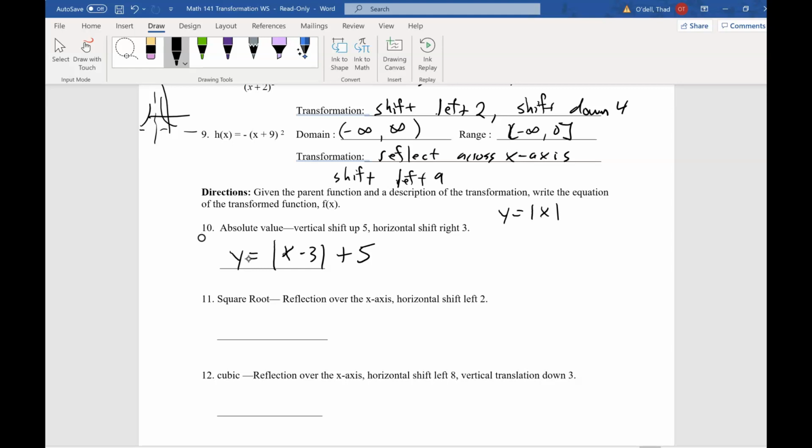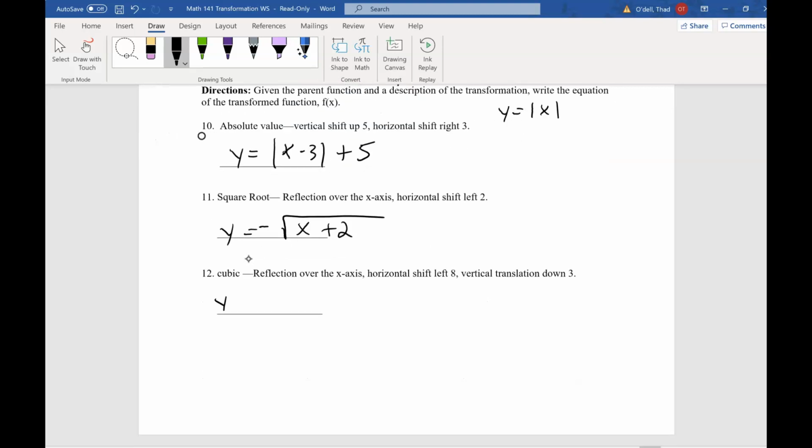Number 11 says the square root function, so we want to go y equals the square root of something. Reflection over the x-axis, so that's a negative on the outside. Horizontal shift left 2, so that's got to be on the inside, but it'd be a plus 2. Number 12, a cubic, so I know right away to go y equals something cubed. Reflection over the x-axis, so once again that's a negative on the outside. Horizontal shift left 8, so that'd be x plus 8. And vertical translation down, translation is another word for shift. Down 3, so that'd be minus 3.